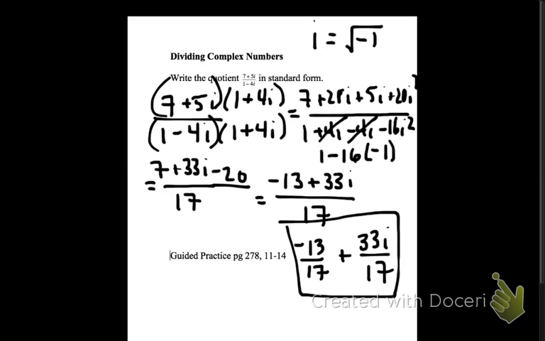I'd like you to complete the guided practice on page 278, 11 through 14, and I'm going to read the answers for you here so you can check yourself as you go. Number 11, the answer is 1 plus 9i. Number 12, 16 plus 2i. Number 13, 5/2 minus 5/2 i. And 14, 11/13 plus 16/13 i.